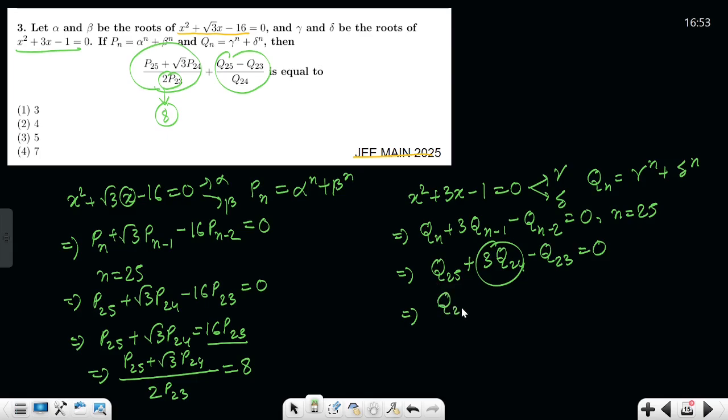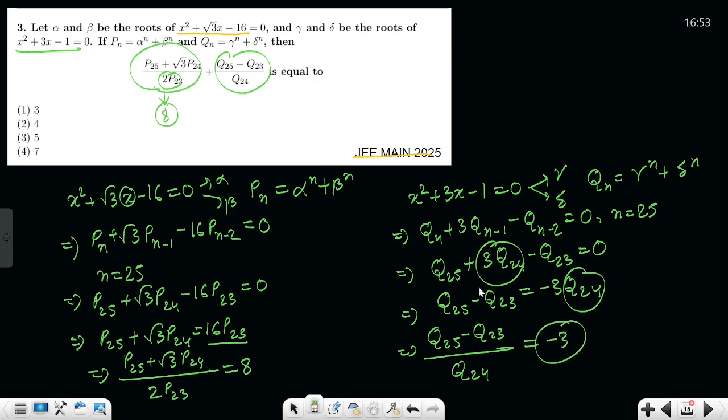So this will be Q25 minus Q23 equal to minus 3Q24. Now bring this Q24 in the denominator, because our given expression is that. So Q25 minus Q23 divided by Q24 is equal to minus 3. So we got the value of this quantity, which is minus 3. Now add these both values, we will get 5 as our answer.